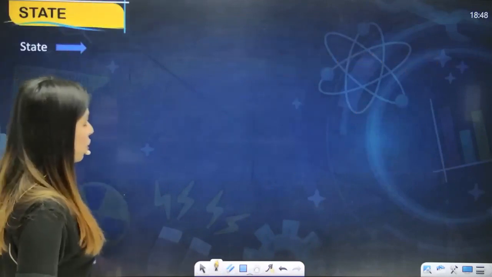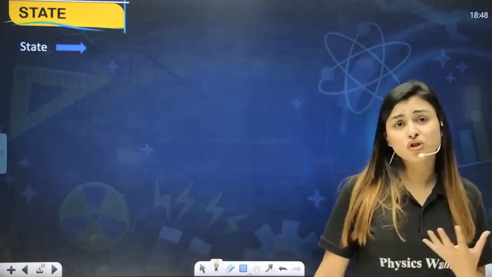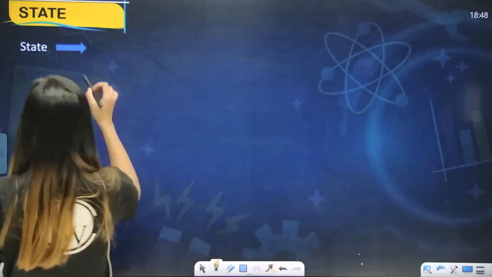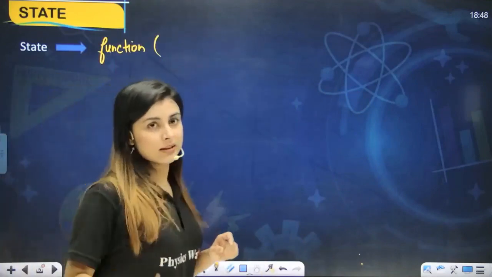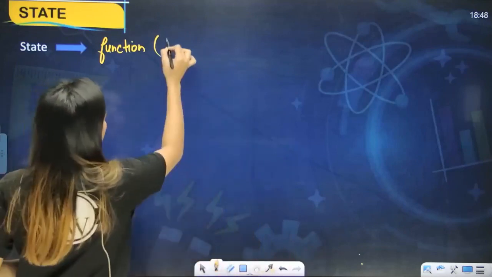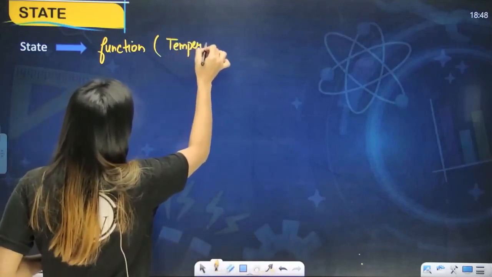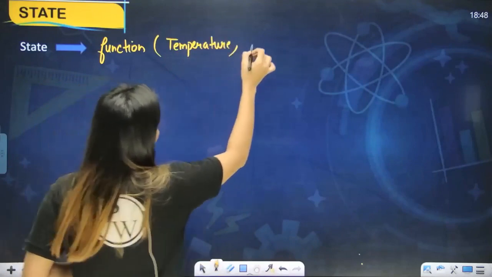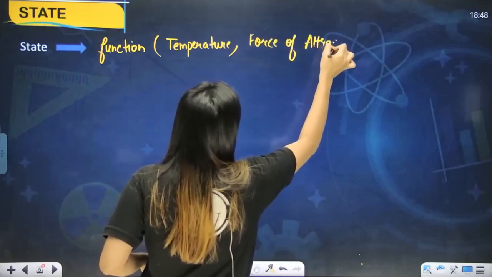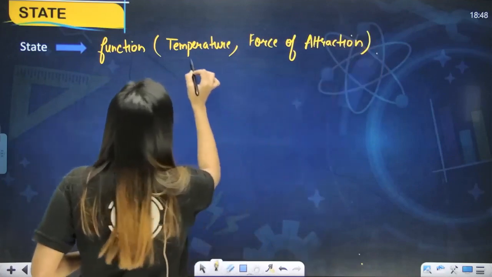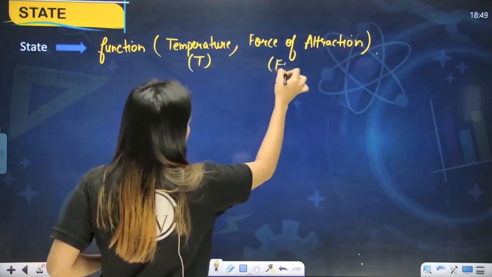So now we'll be discussing what actually determines a particular state, whether a molecule will exist as solid, liquid, or gas, right? So now, my dear students, we can say that state is actually a function of two major things. What are those two major things? It is a function of temperature and it is a function of force of attraction. I'll be writing temperature as T and force of attraction as FOA.